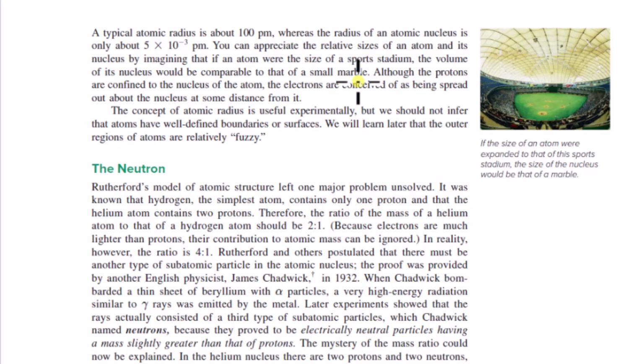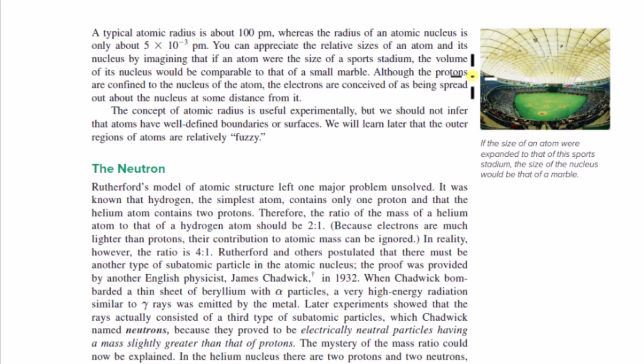Although the protons are confined to the nucleus of the atom, the electrons are conceived of as being spread out about the nucleus at some distance from it. So that gives you the sense of how the atom is mostly empty space. You have a football stadium. At the center of the stadium is a marble. The marble is the nucleus. The stadium is the atom, all the electrons.